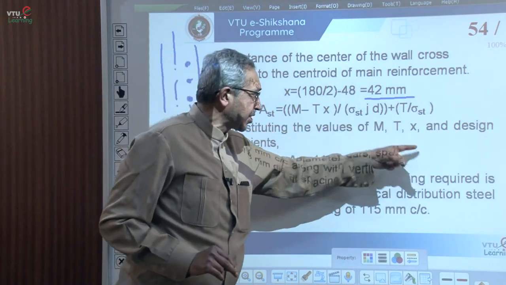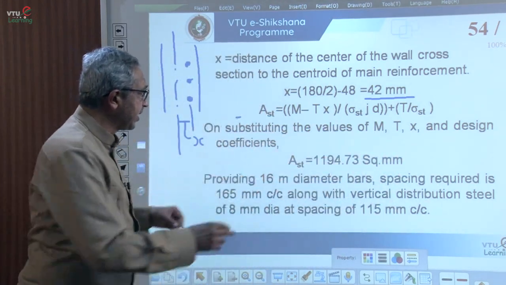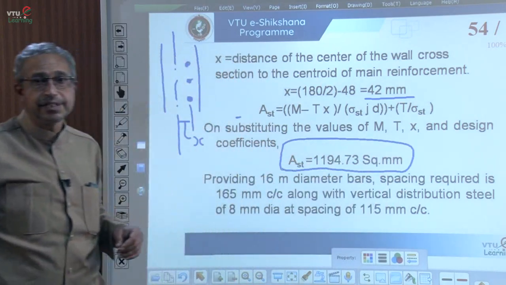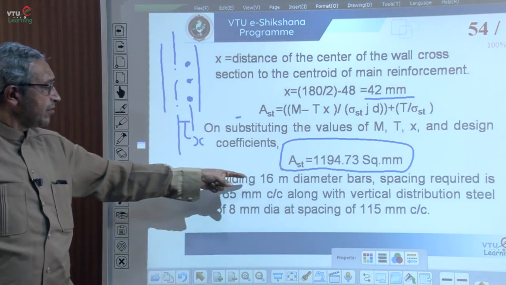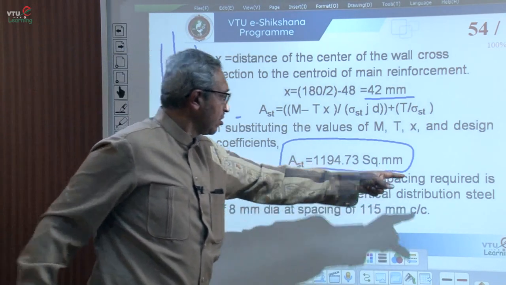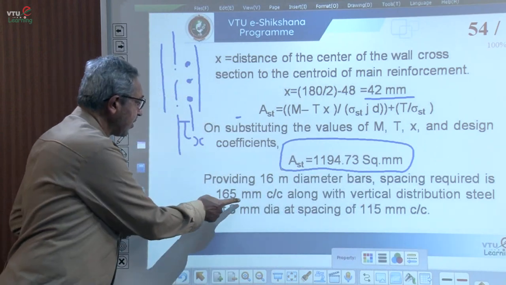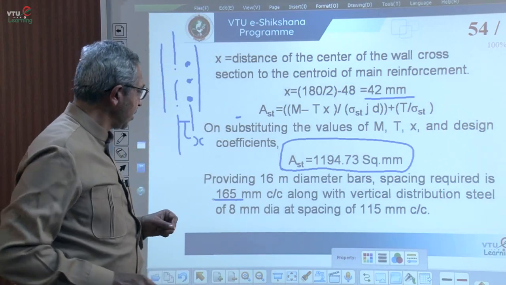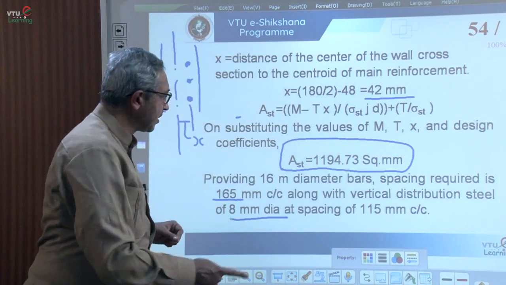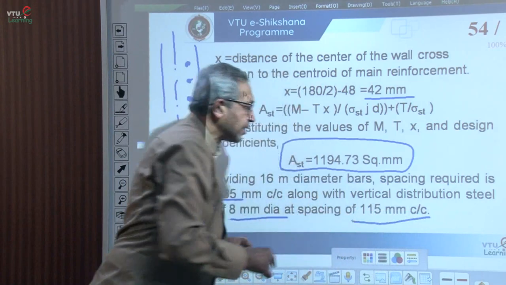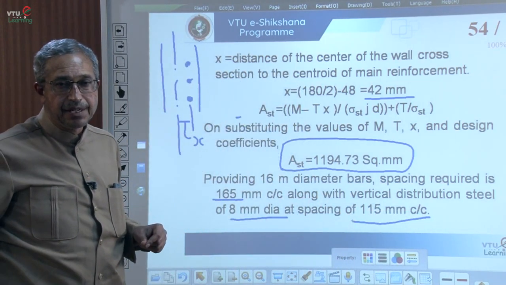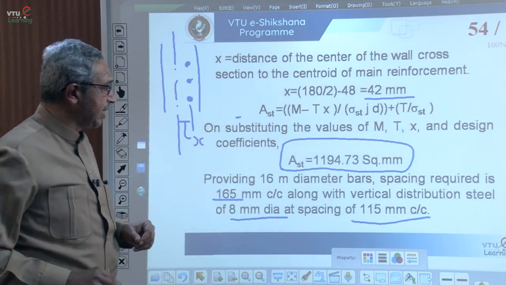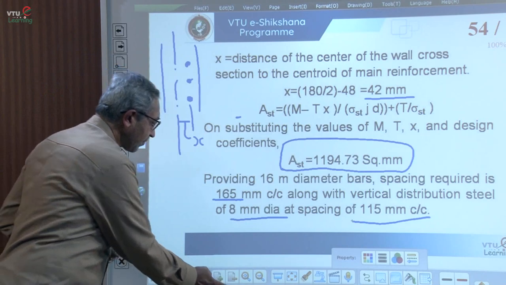On substituting the values of M, T, X and the design coefficients, we are getting AST as around 1194.73 square millimeters, providing 16 mm diameter bars. Spacing required is 165 mm center to center, along with vertical distribution steel of 8 mm diameter at 115 mm center to center. So this is about the design of the corner steel for the long wall.